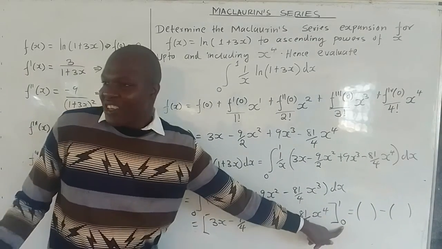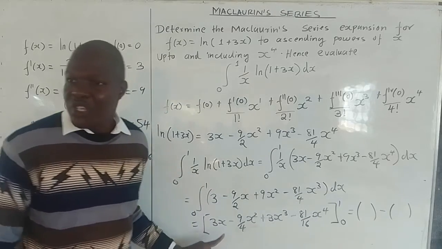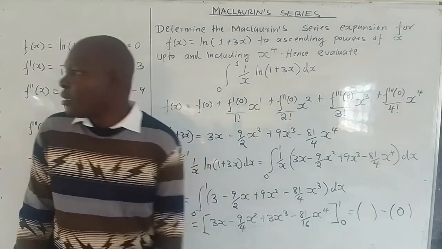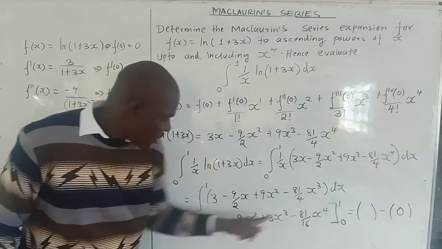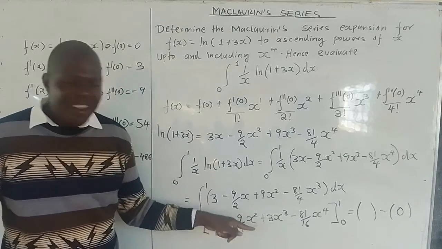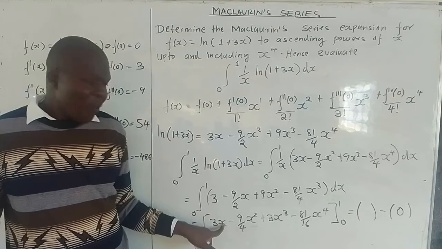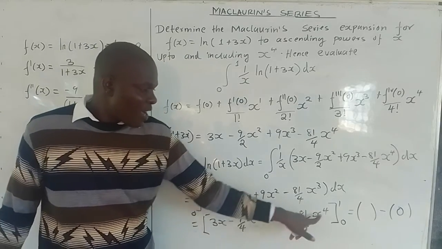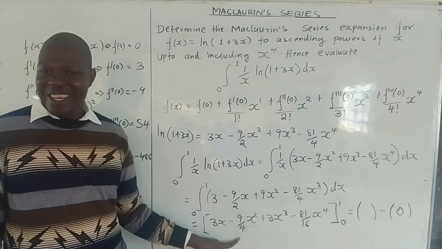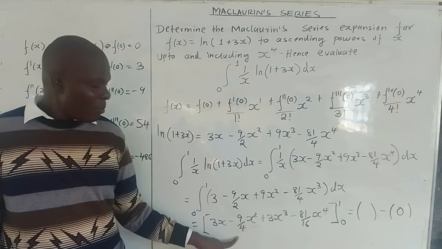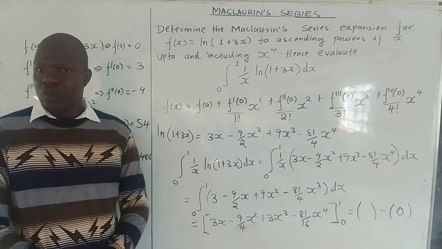So it is going to be upper limit minus lower limit. And you can see lower limit is 0, isn't it? So when you substitute 0 where there is x, all these are going to go to 0. Meaning the lower limit is 0. So what about the upper limit? 1. Because it is upper limit minus lower limit. Where there is x, if you put 1, 1 raised to any power is just 1, isn't it? Meaning 1 squared is 1, 1 cubed is 1. So you're going to remain with 3 minus 9 over 4, isn't it? Are we together? 3 minus 9 over 4 plus 3 minus 81 over 16. What do you get?